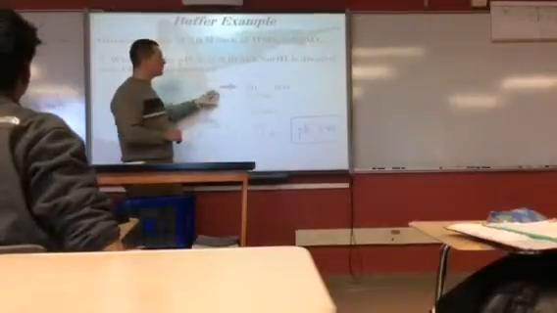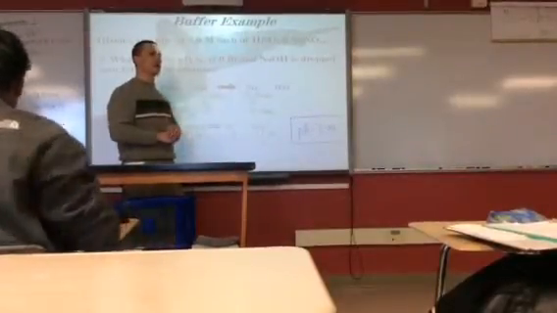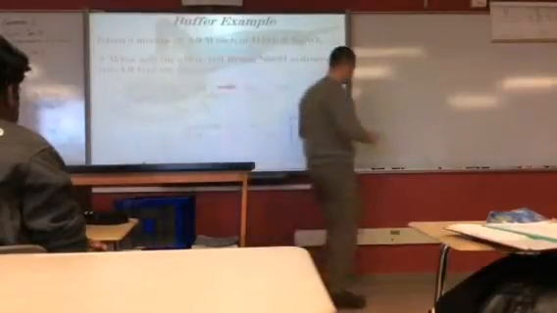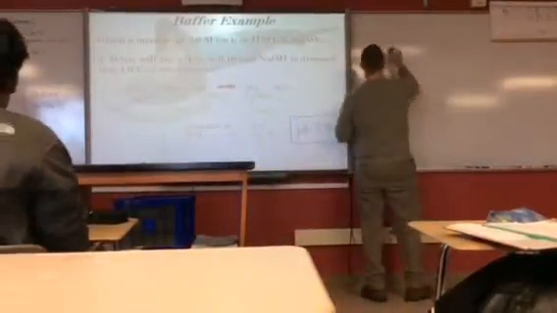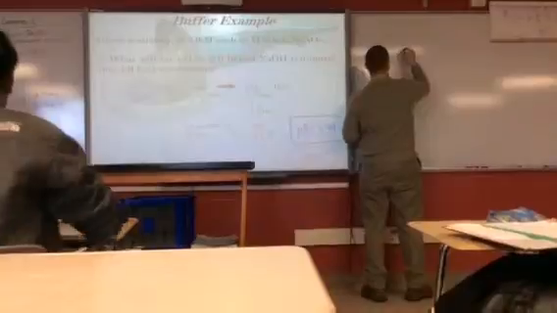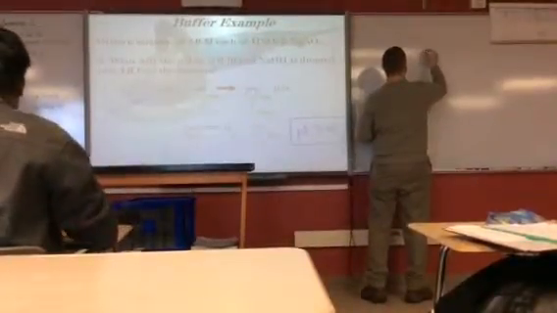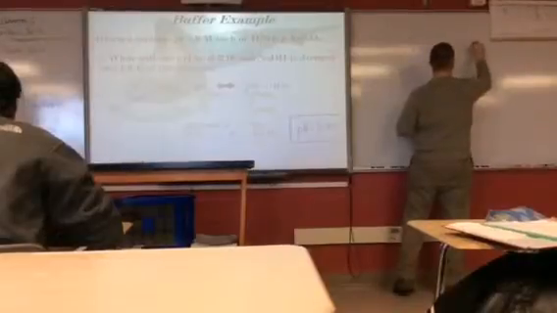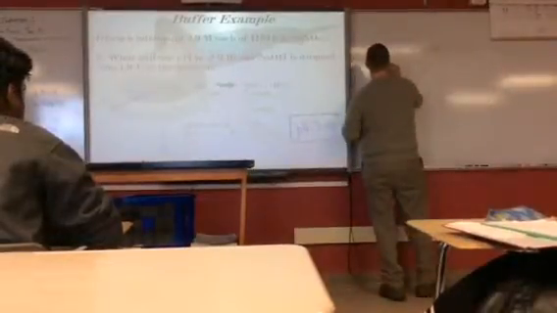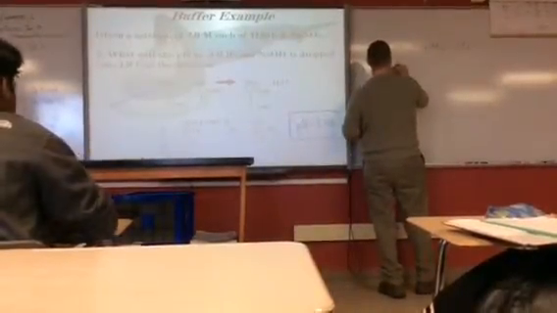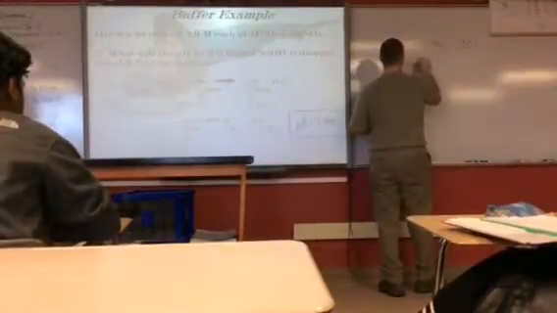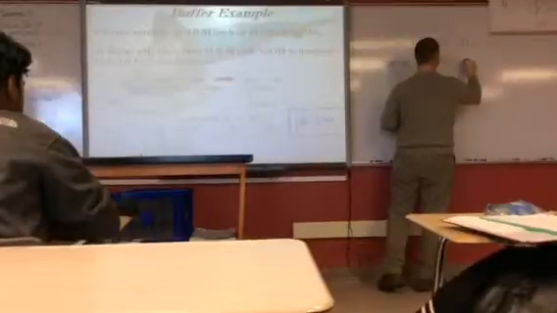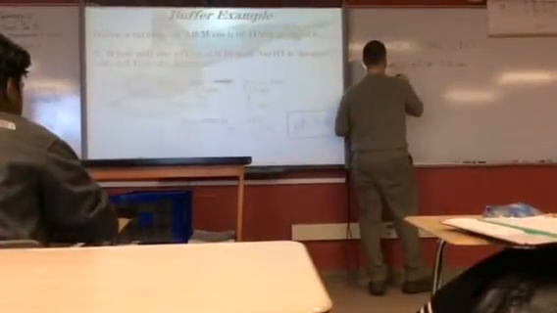Okay, now we walked through this one together. What I'm going to ask you to do now is try a problem very similar to this one. In fact, we're going to use the same buffer system. It's going to be 2 molar HNO2 and NO2 negative, and then 1 liter. So it's the same exact buffer solution. But this time, what is the pH if 0.5 moles of HCl are added?